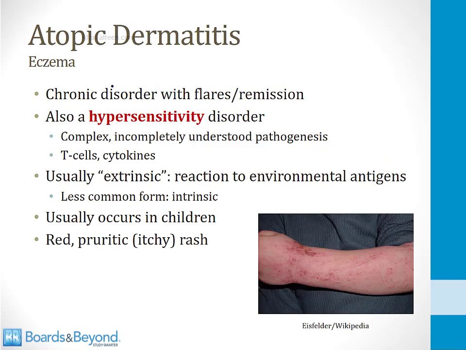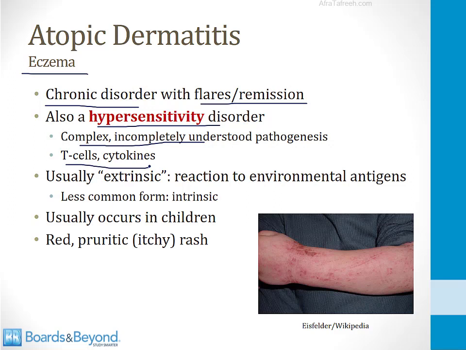Now let's talk about atopic dermatitis, which is also called eczema. This is a chronic disorder, so different from the acute disorder urticaria, and it involves flares of skin findings followed by remission. This is also a hypersensitivity inflammatory disorder. However, the pathogenesis is complex and poorly understood. It involves T cells, it involves cytokines. They aren't going to ask you about this on your boards. You don't need to know what type of hypersensitivity reaction it is, and that's because the researchers who study this condition still don't fully understand.